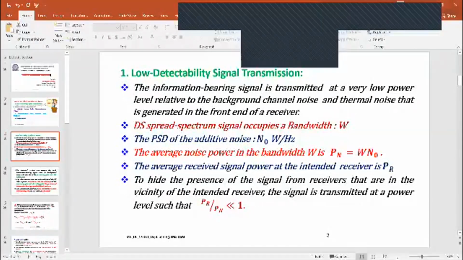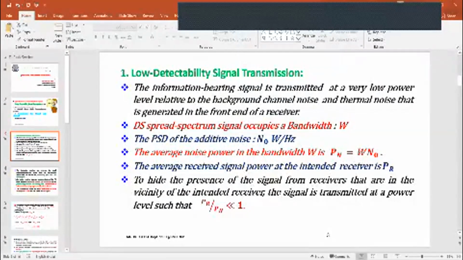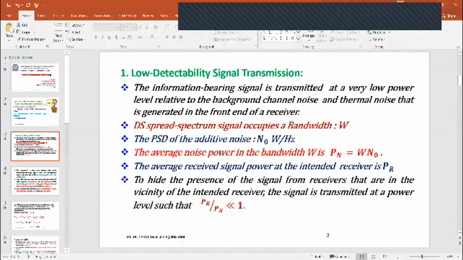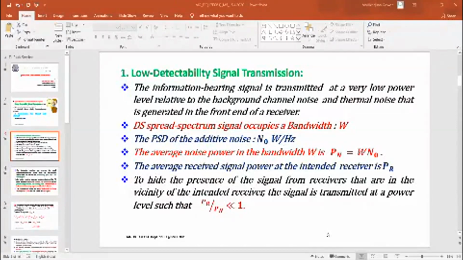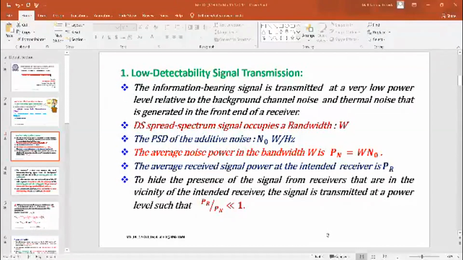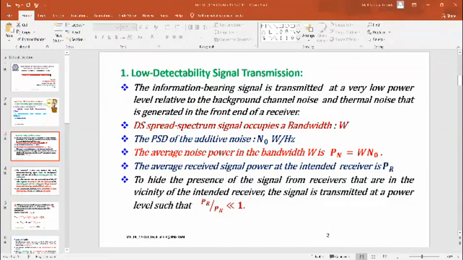These are the relations which we need to understand: the average noise power in the bandwidth of a direct sequence spread spectrum signal is Pn = W × N naught. And if I represent the average received signal power at the intended receiver as P suffix R, then PR is the average received signal power at the intended receiver.